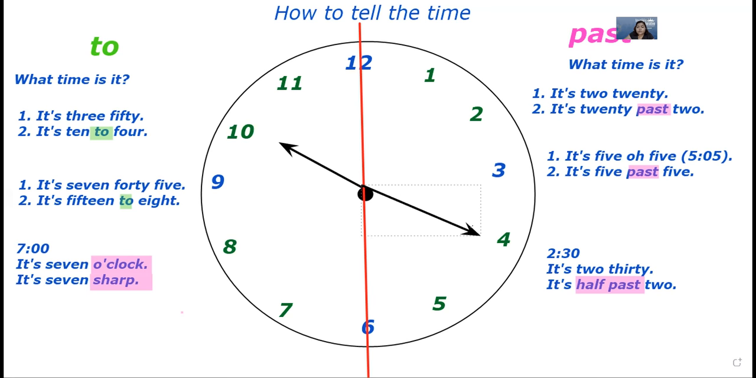So here, if it's 10, right, it's 20 past 10. Right? If we have it like this, it would be it's 20 past 10.